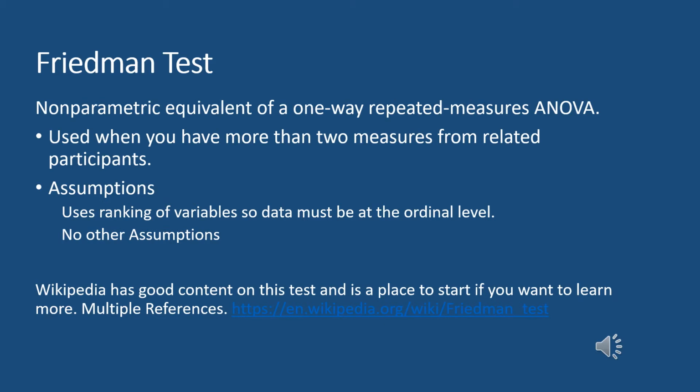The Friedman test is the non-parametric equivalent of a one-way repeated measures ANOVA. This is used when you have more than 2 measures from related participants and you don't meet the assumptions of the repeated measures ANOVA. So the assumptions for the Friedman test are pretty simple, and that is that because it uses ranking of variables, data must be at the ordinal level.